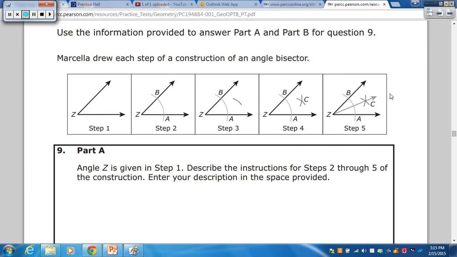And I don't think that they tell you to describe the construction. Yeah, so you're just describing the instructions for steps 2 through 5. You're not actually proving the statement, okay?